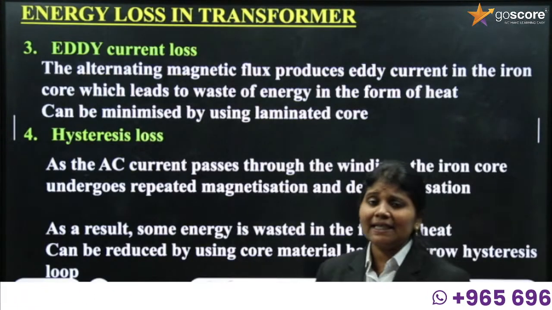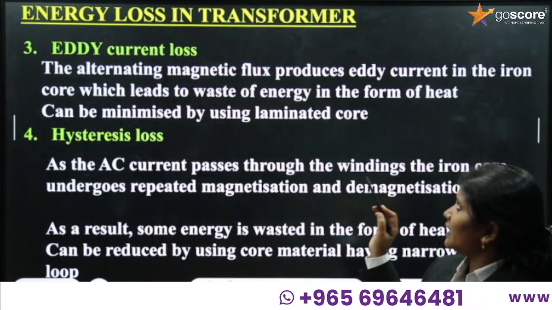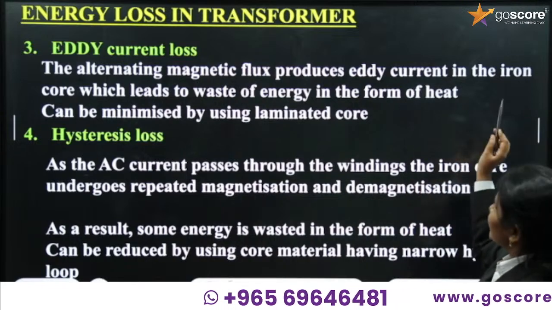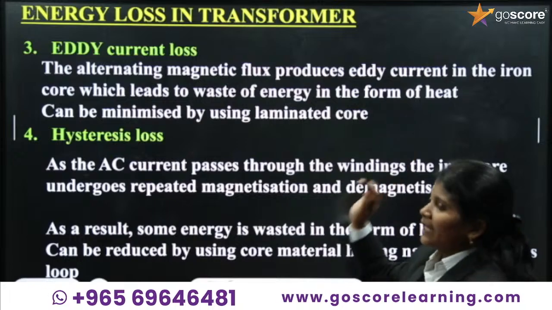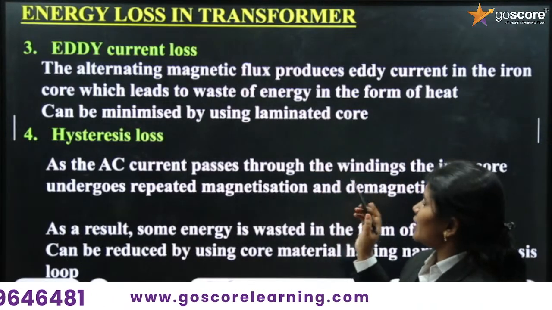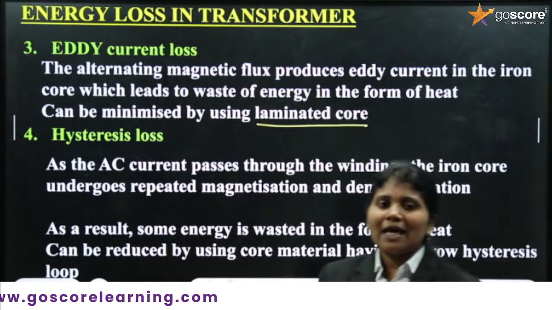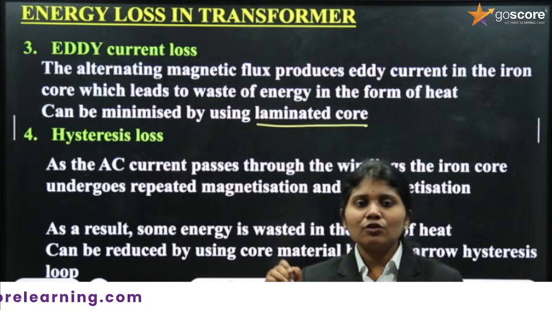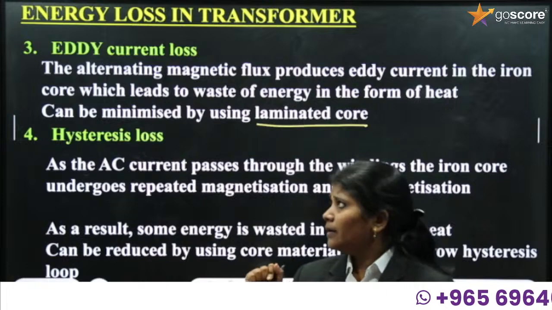Third one is eddy current loss. The alternating magnetic flux produces eddy current in the iron core, which leads to waste of energy in the form of heat. This we call eddy current loss. This can be minimized by using the laminated core. When the iron core is laminated, then the eddy current losses will be reduced.